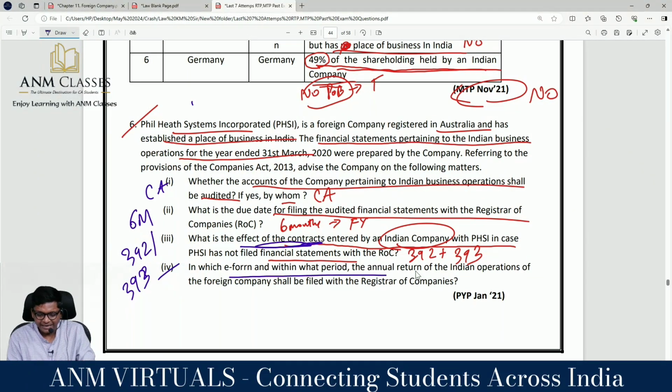Which e-form and within what period should the annual return be filed, guys? Annual return should be filed within 60 days from the end of the financial year in form FC4. They won't ask you the form in the exam. FC4 is correct. The form was mandatory in CA Final. Here they will not ask you, guys. So they will ask you what, within 60 days. Are you getting the answer, guys? Able to recollect honestly, guys?